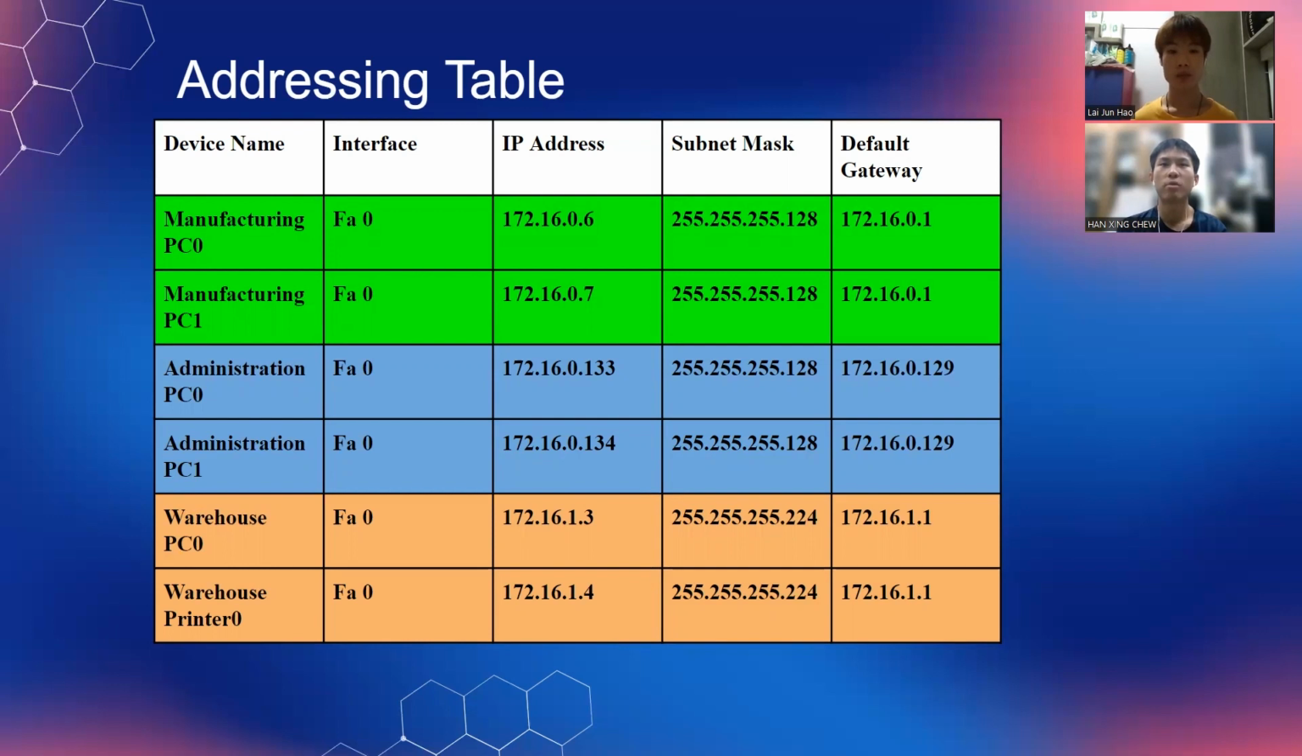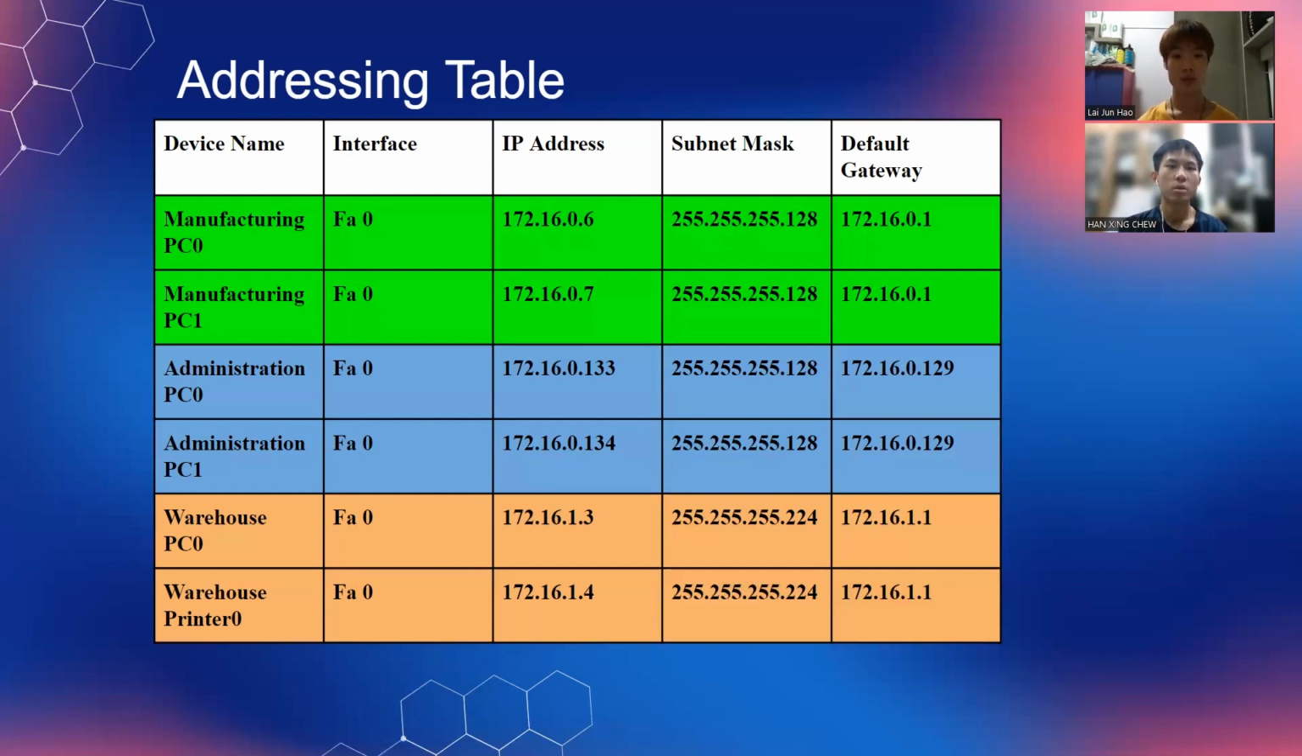And for subnet mask, both of them are using 255.255.255.128, and default gateway they are using 172.16.0.1. For administration, we also use two PC and both using Fast Ethernet, and for IP address we're using 172.16.0.133 to 134. Both subnet masks are also using 0.128, and for default gateway they are using 0.129.